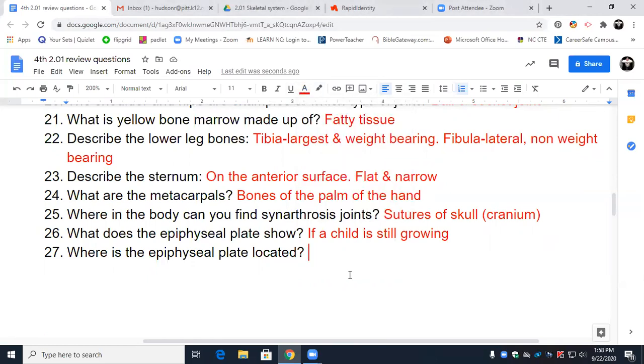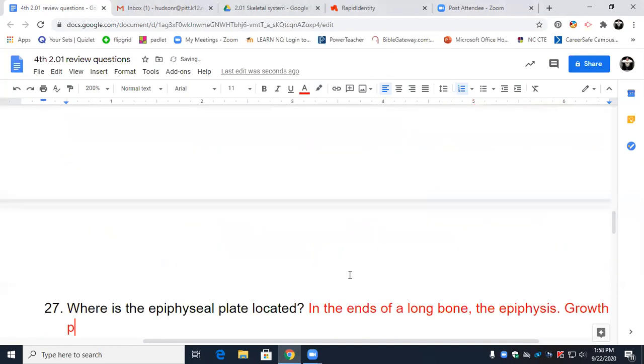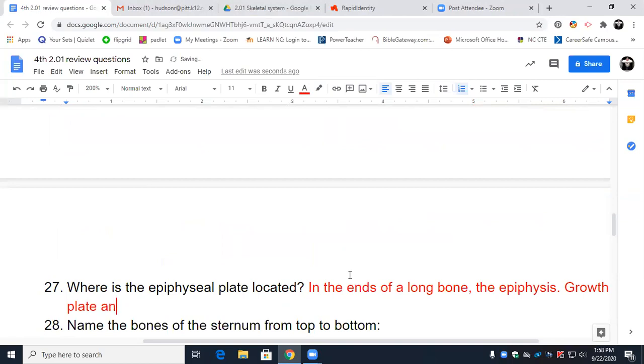So where is the epiphyseal plate located? In the ends of the long bone, specifically the epiphysis. The growth plate and epiphyseal line are other names for the epiphyseal plate.